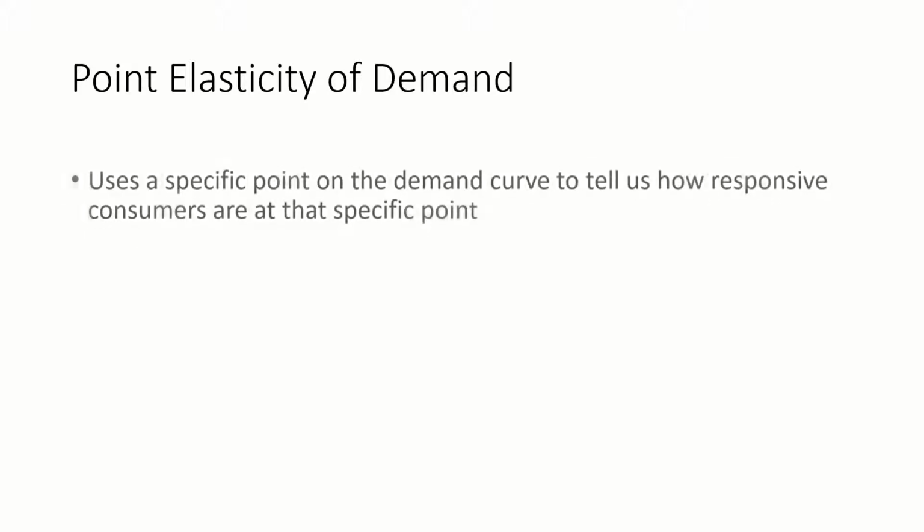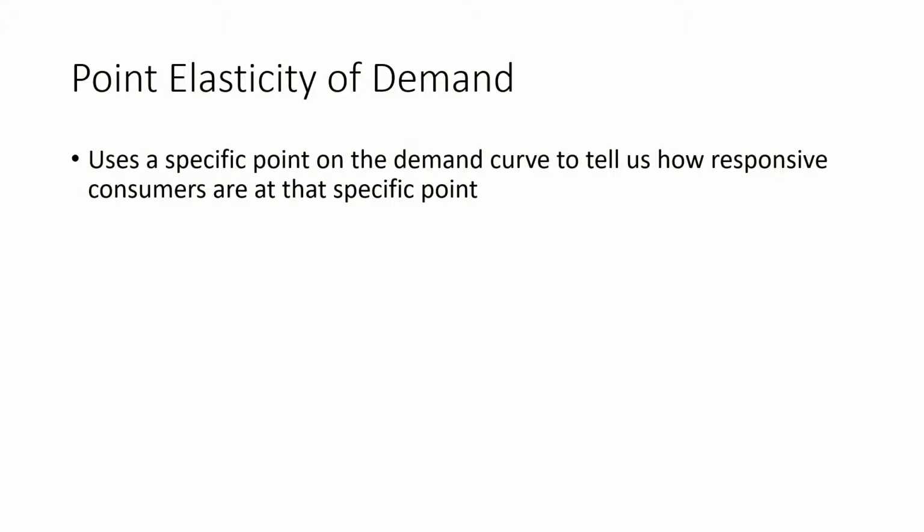One way to calculate the elasticity of demand is to use a point on the demand curve. Point elasticity uses a specific point on the demand curve to tell us how responsive consumers are at that specific point. To find point elasticity of a good, we use the formula of Q2 minus Q1 over Q1, and then put all of that over P2 minus P1 over P1. This is the same as finding the percent change in quantity demanded over the percent change in price.